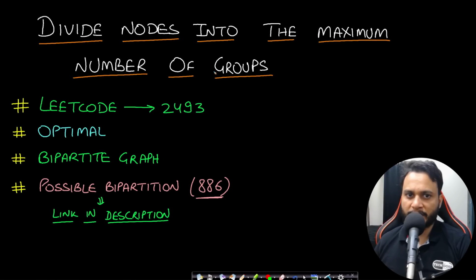Guys, welcome back to TechDose, and in this video we will look at the Divide Nodes Into the Maximum Number of Groups problem, which is from Leetcode number 2493. This is based on bipartite graph.